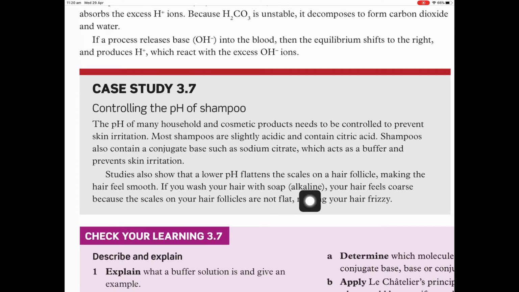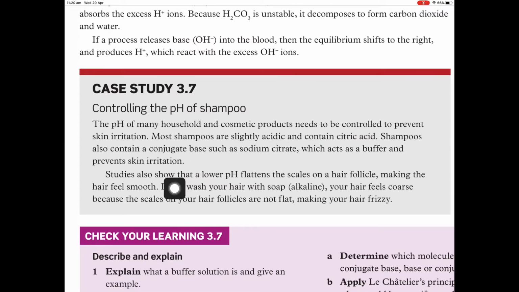If you washed your hair like I did as a kid, I cut corners. I don't know about you. I was a bit dodgy as a kid, and I washed my hair with soap. That's a bad thing because it makes the scales on your hair not flat, makes them stand up, makes your hair look frizzy and dodgy.